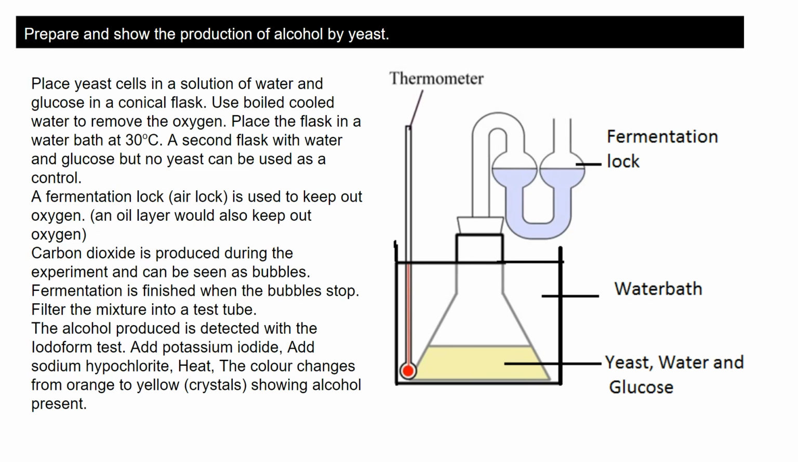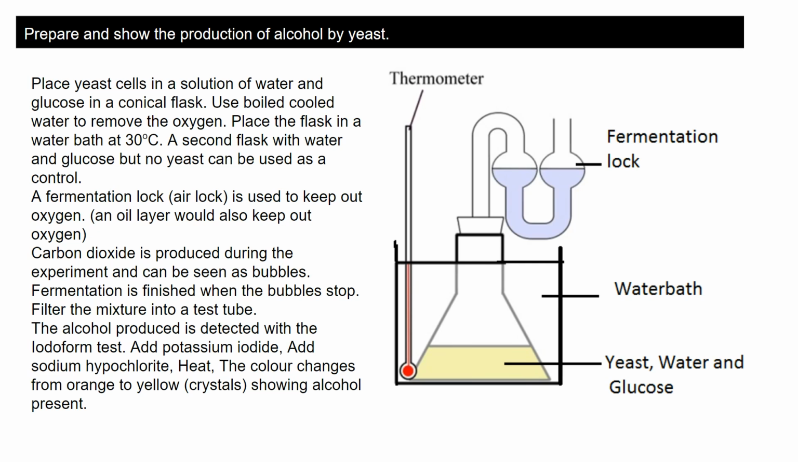Once the fermentation has stopped, filter the mixture into a test tube. So you now have a filtrate that contains alcohol. So we need to filter out the dead yeast cells. Remember, the yeast cells will die eventually because alcohol is toxic to them and will build up in the environment and kill them.